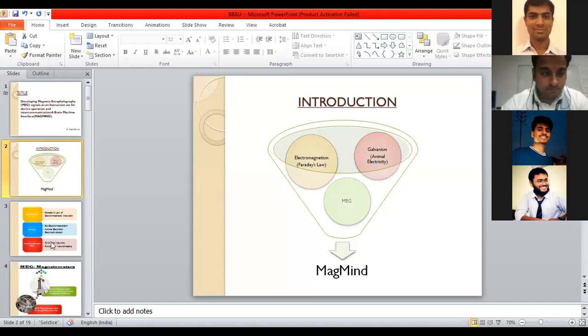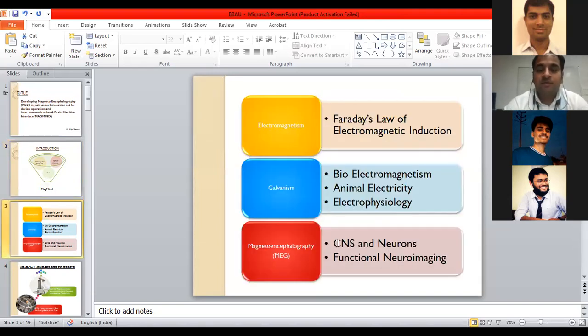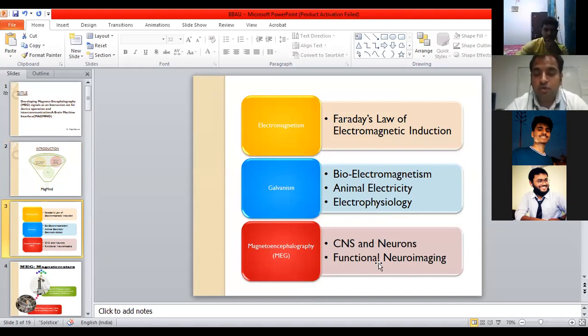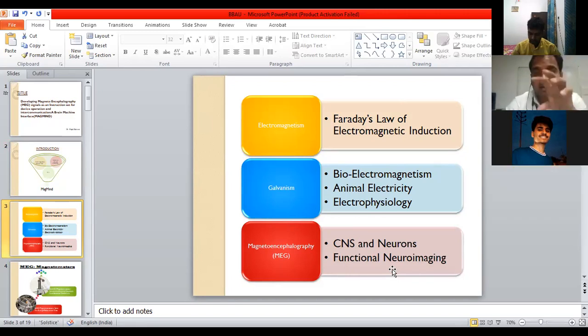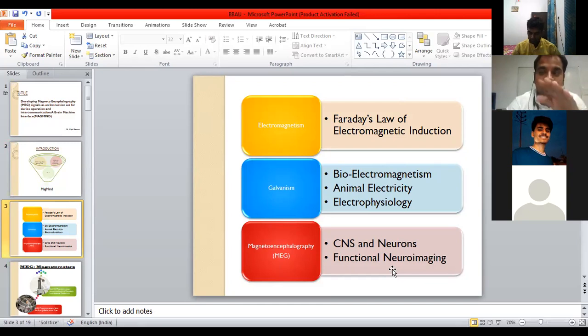Okay. Third is MEG. What is MEG? When we talk about the central nervous system and the neurons, MEG is related to functional neuroimaging. What is functional neuroimaging? Just break the words into functional, neuro, and imaging. When we talk about imaging of the nervous system or the brain or the functioning of the brain, this is known as neuroimaging. When the brain is functioning, this is known as a functional neuroimaging technique. Magnetoencephalography.